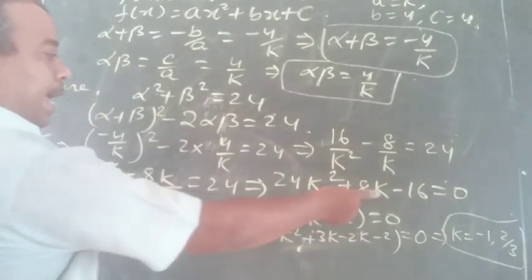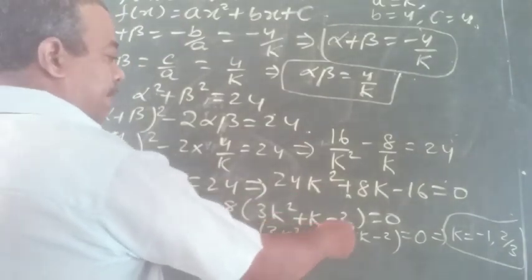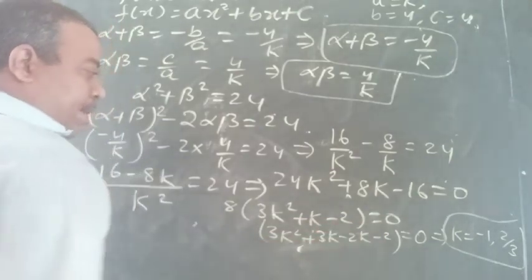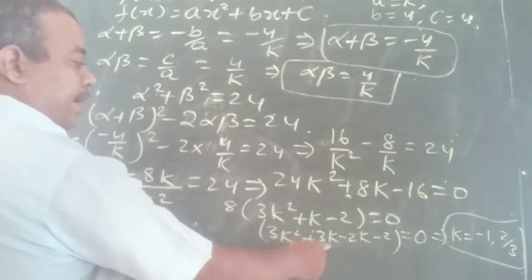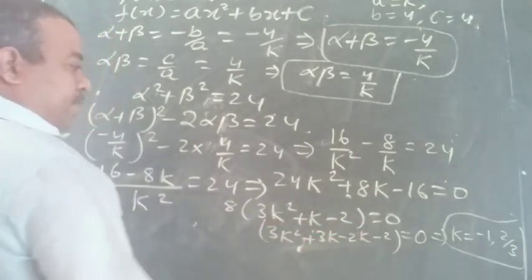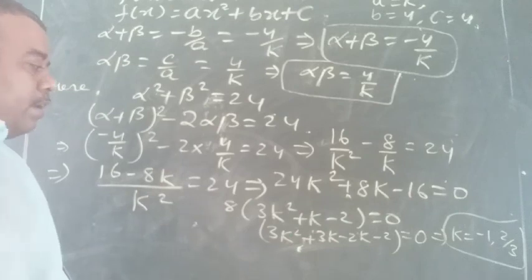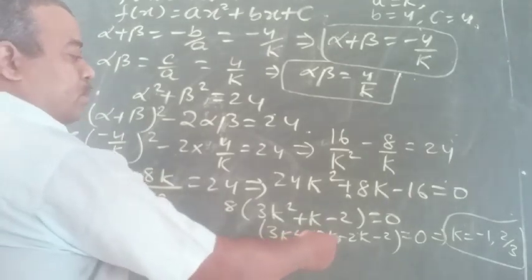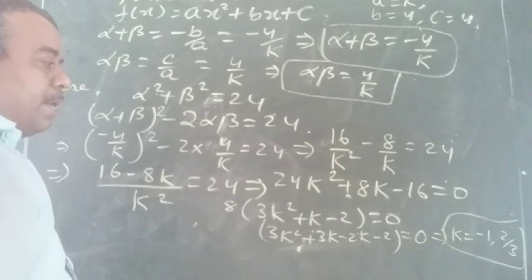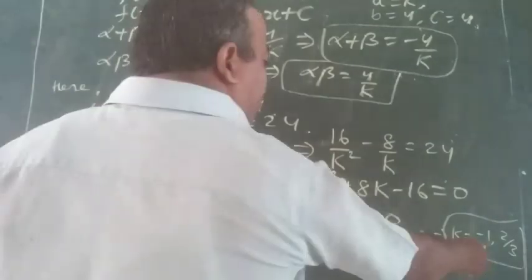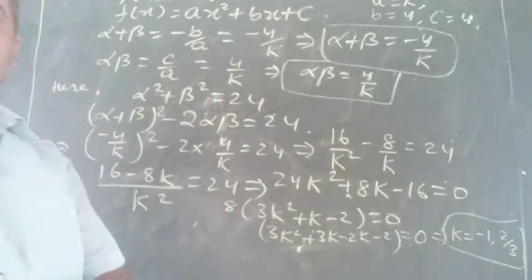Just take out common 8. 3k square plus k minus 2 equal to 0. Make it simplify: 3k square plus 3k minus 2k minus 2. After doing this, we have two factors. 3k I have taken common, k plus 1, minus 2 I have taken common, k plus 1. So one answer is minus 1, another answer is 2 by 3. Thank you.